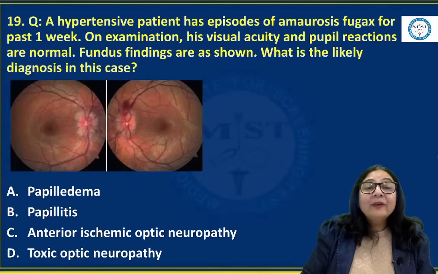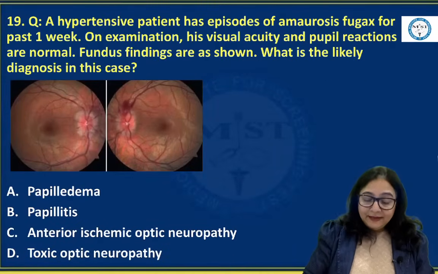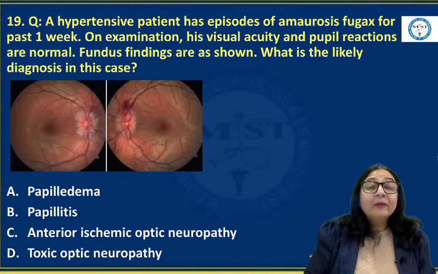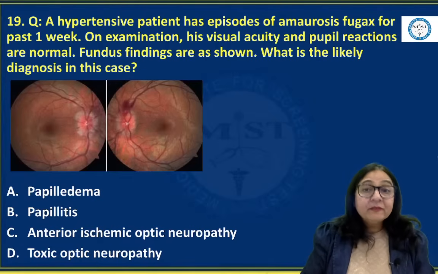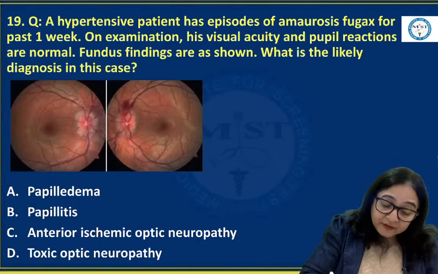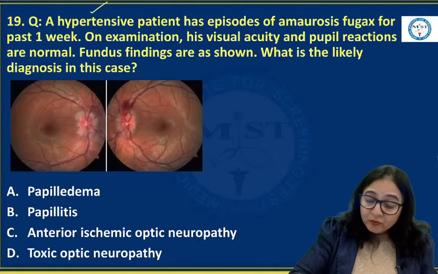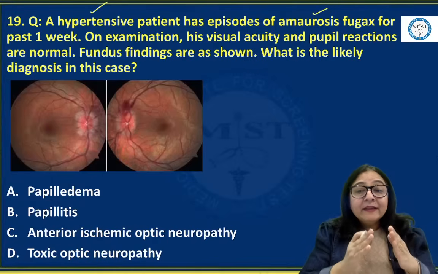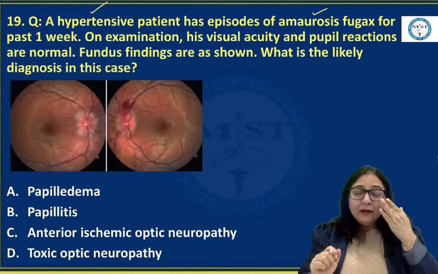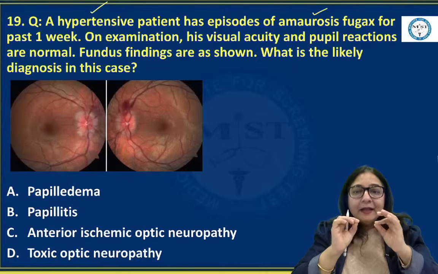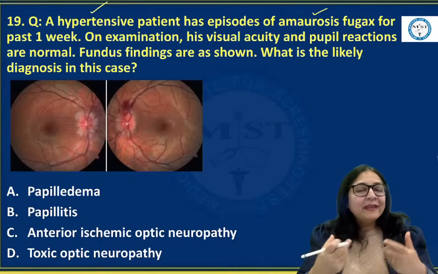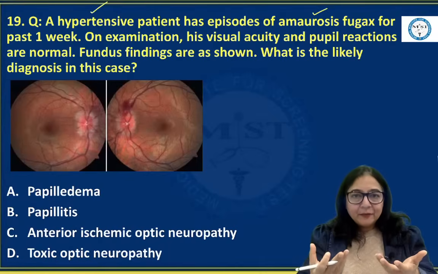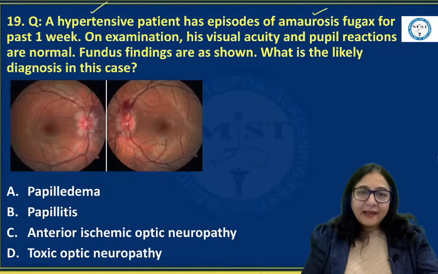Moving on to the next question, which is again a clinical case scenario question along with an image. So let's read the question statement. A hypertensive patient has episodes of amaurosis fugax. So the patient is hypertensive, with episodes of amaurosis fugax. So what is amaurosis fugax? When there is transient loss of vision. The patient loses vision for a few seconds or few minutes, but then vision comes back. So that is amaurosis fugax.